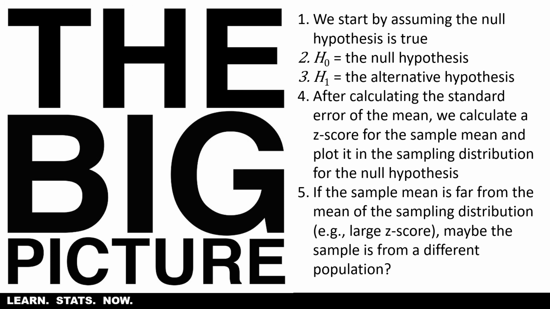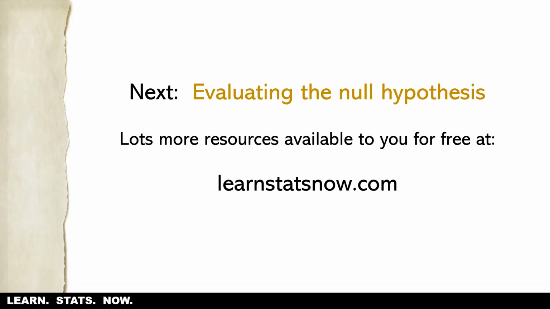Now, if the sample mean is far from the mean of the sampling distribution, in other words, there's a large z-score, then maybe the sample is from a different population. In other words, maybe there's something different about our population compared to the rest, or something different about our sample compared to the rest of the population. The next thing we're going to do is talk a lot more specifically about how to evaluate the null hypothesis. How do we know specifically when to reject or fail to reject the null hypothesis? That's coming in our next video.